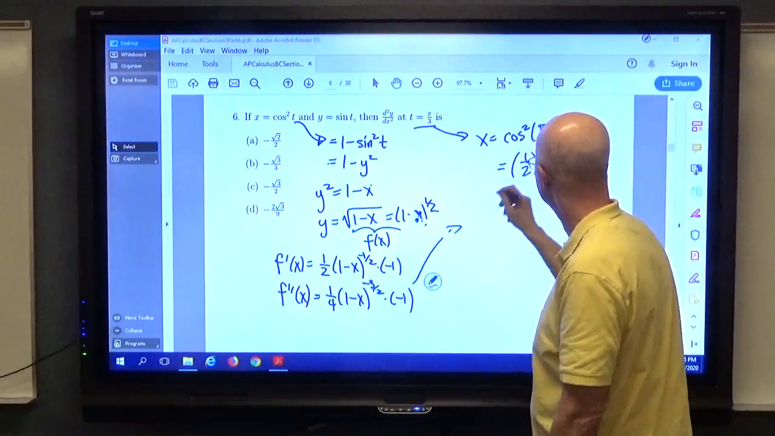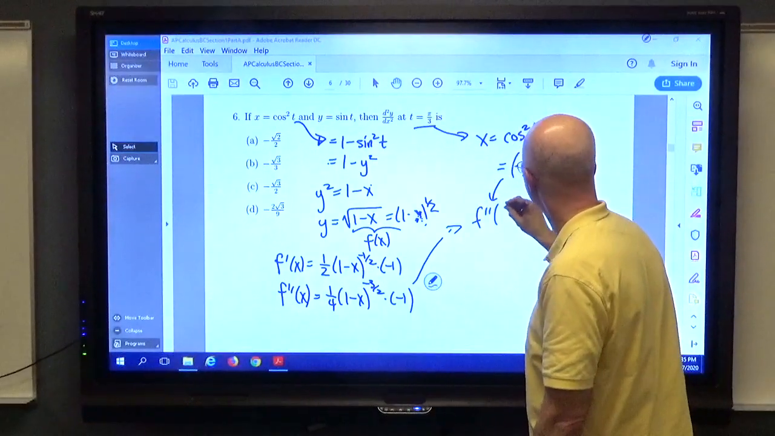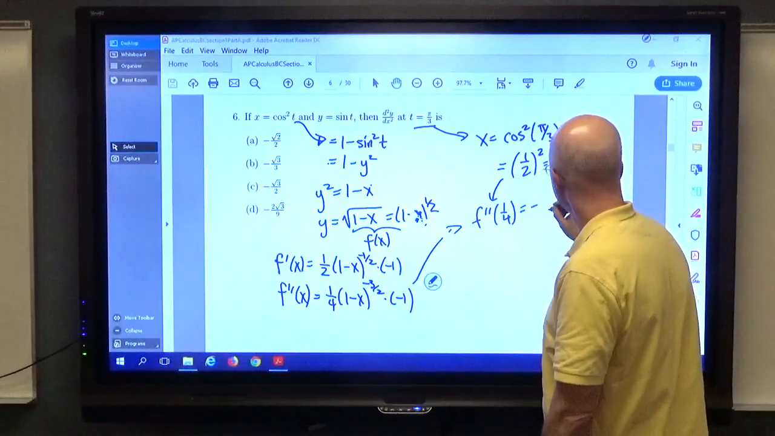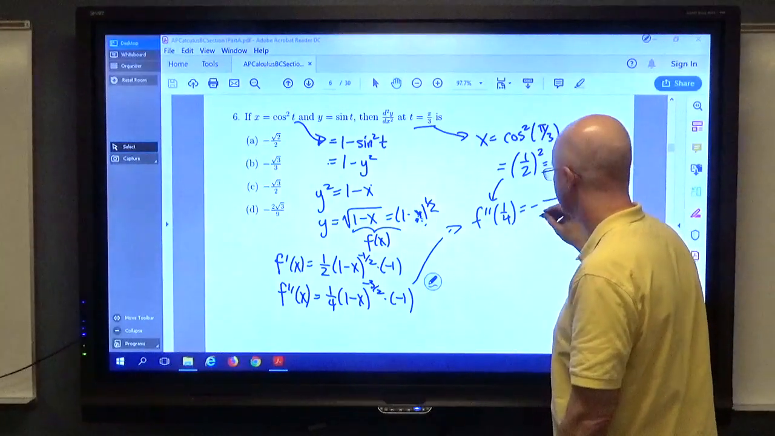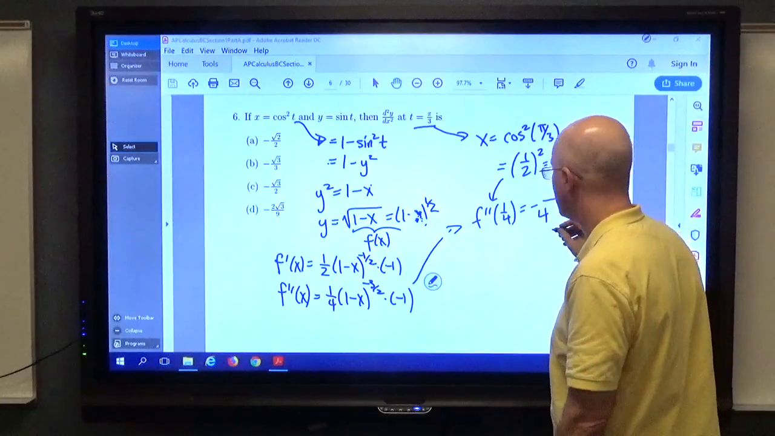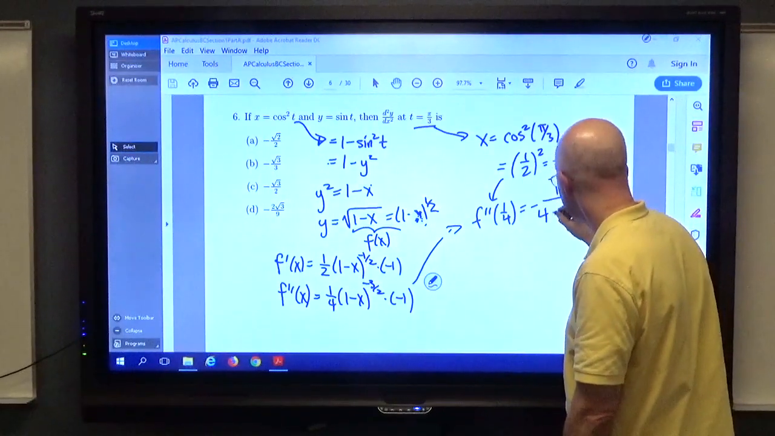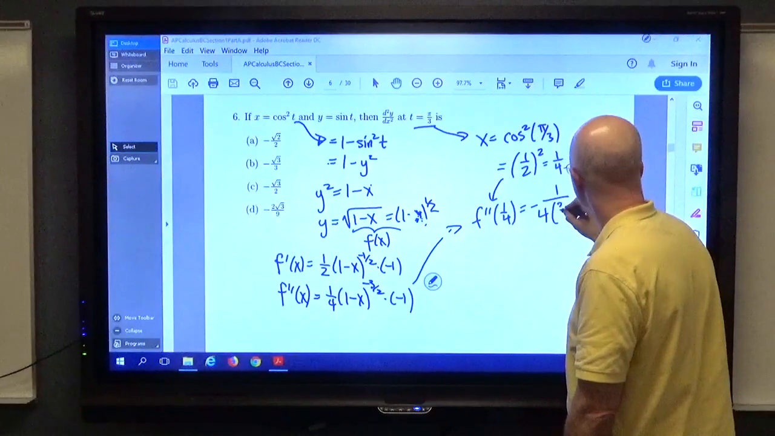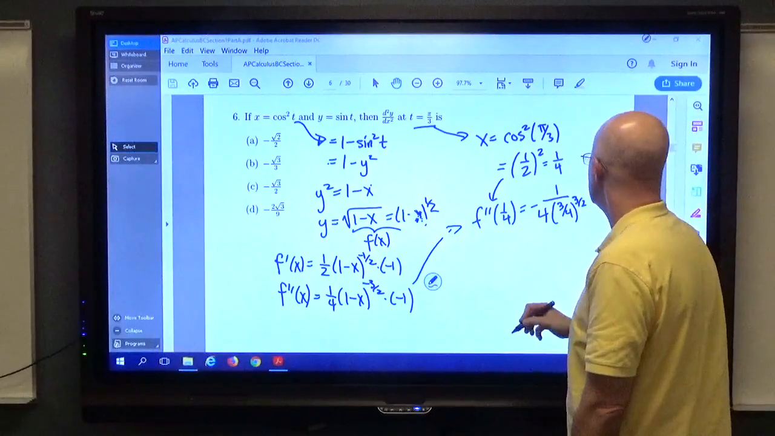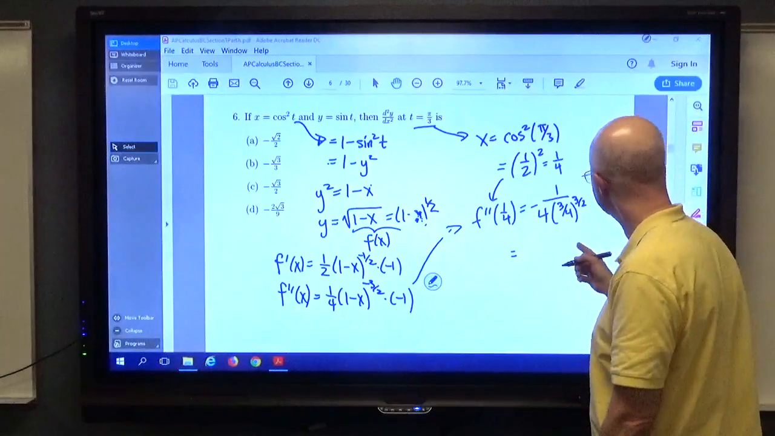Now plug that into f double prime to get the answer. F double prime of 1/4 will be -1 over 4. 1 minus 1/4 is 3/4. I guess I have it to the positive 3/2 power if I'm putting it in the denominator. 3/4 to the positive 3/2 power. Let's see. 4 to the 3/2 is again 8.